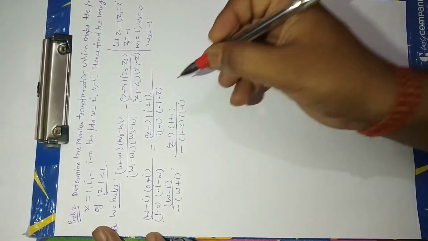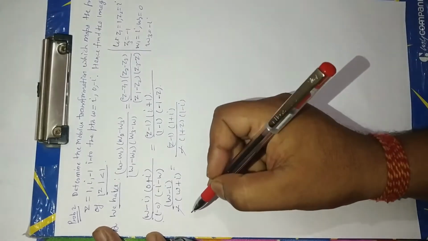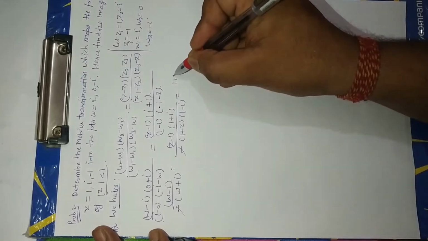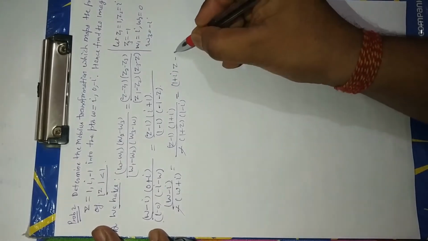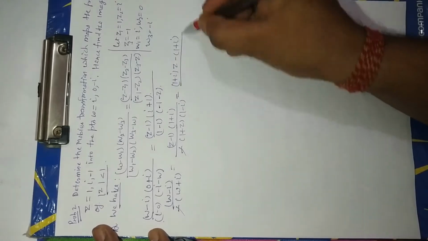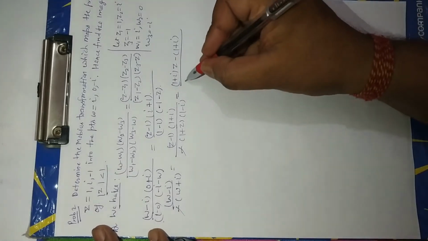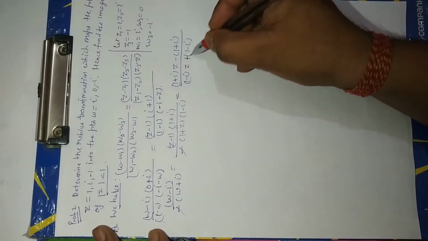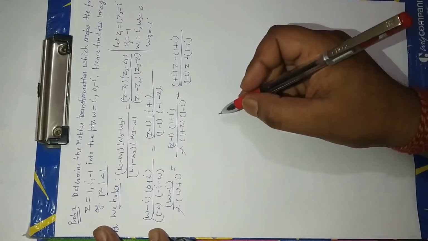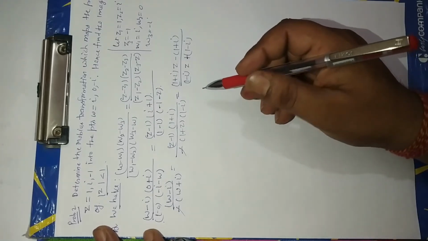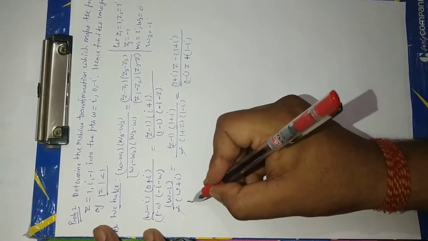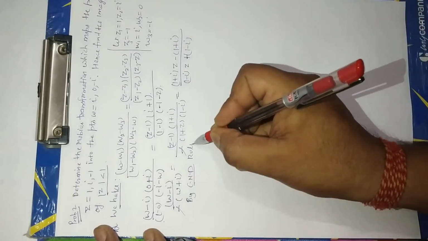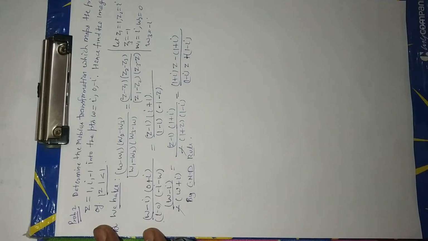plus i. Now minus cancels on both sides. Then we can write (1 plus i)(z minus 1 plus i) upon (1 minus i)(z plus 1 minus i). Now we can apply the C and D rule, that is the componendo and dividendo rule.